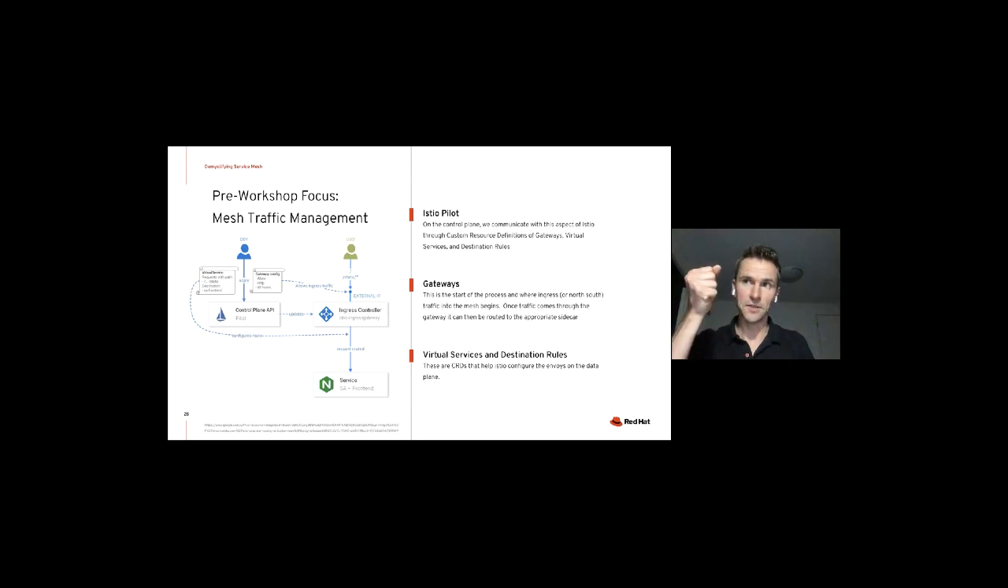So north, south, into, out of the service mesh. And then you'll hear about virtual service and destination rules, which is one of the reasons some people bounce off of Istio, because it's like, oh, I already have services in Kubernetes. Why do I need to add this other layer of virtual services and destination rules? And what is the difference between the two?